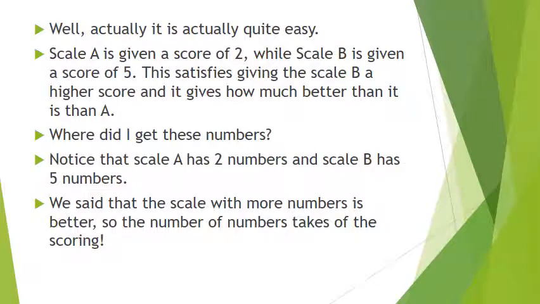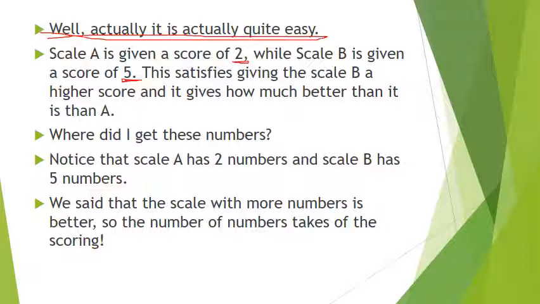All right. Well, actually, it's really quite simple, this scoring system. Scale A is given a score of 2, and scale B is given a score of 5. That's it. So it satisfies both of what I just told you. Scale B is bigger, score 5, than A. And it tells you that the relation is that B is bigger than A, and it is a real difference.